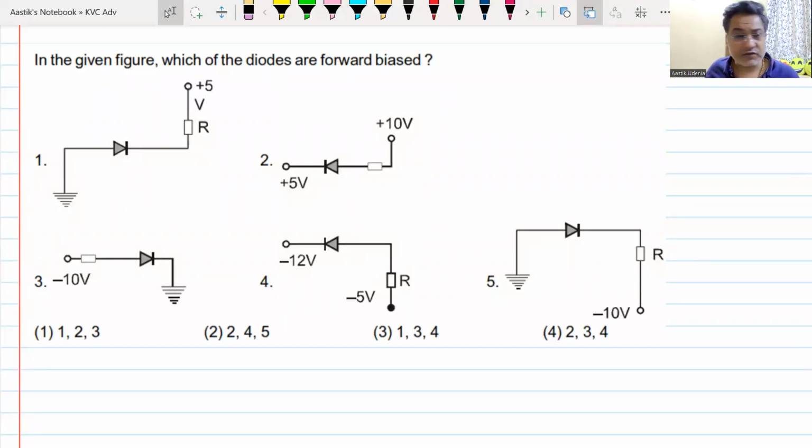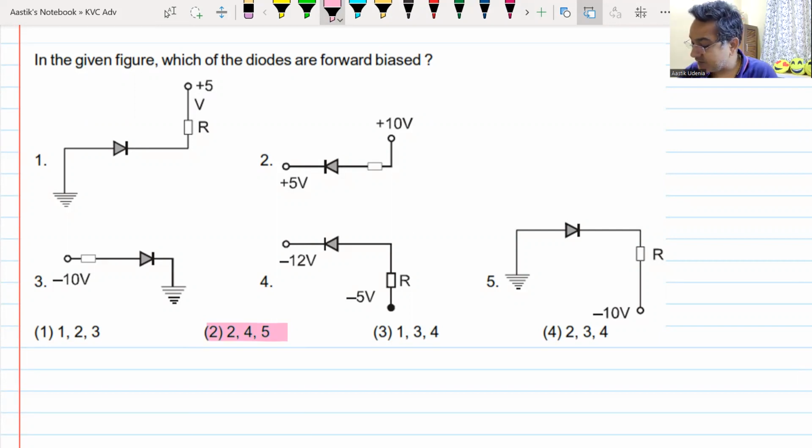Well, then we have this question. In this question, you have to tell me which of the following diodes are forward bias. You'll have 2 minutes to give me the answer. And the answer is definitely option 2.